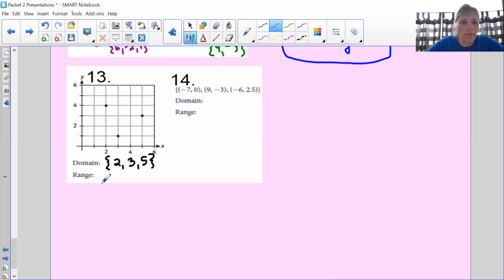Okay, the range. I'm going to do the same thing, but instead of going left and right, I'm going to go up and down for the y-axis. So if I start here at the origin, my first y value is 1. And if I travel on up, I see this one is 3. And if I travel on up, this y value is 4.